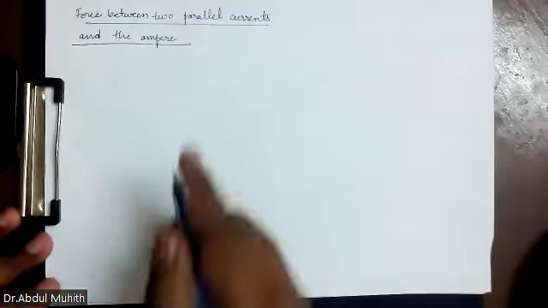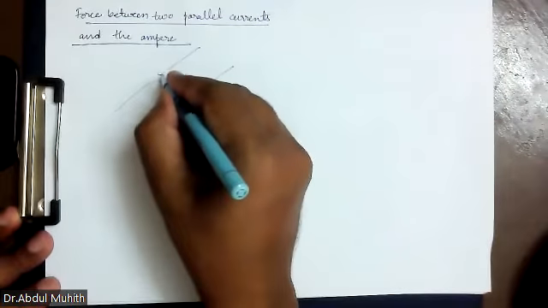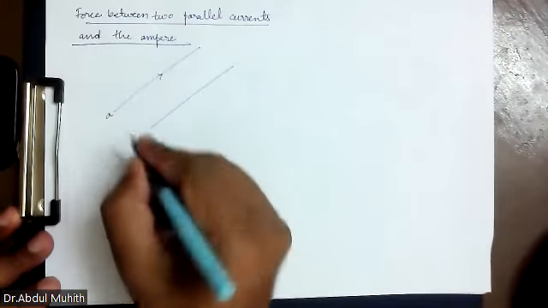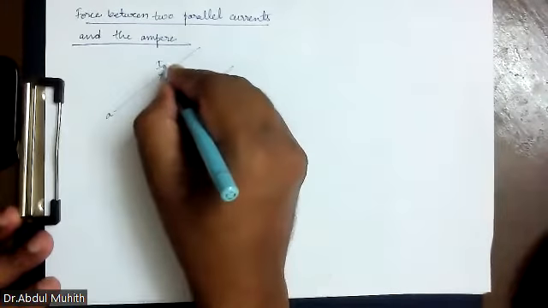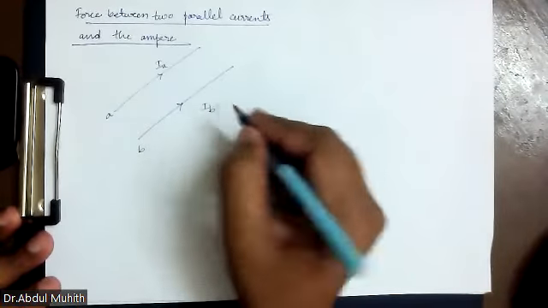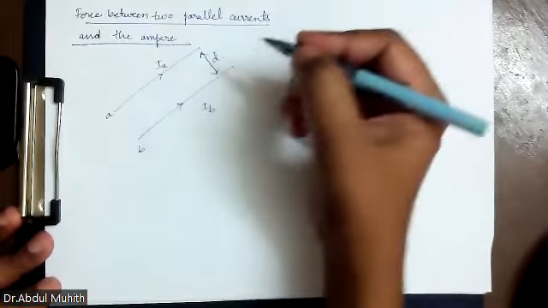Now suppose we have two wires like this, carrying current. The first wire is A, the second wire is B. The current in the first wire is IA, the current in the second wire is IB. And the distance between the two wires is D. This is very, very important.